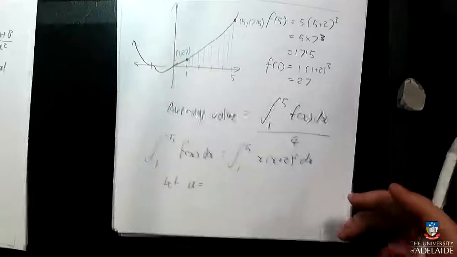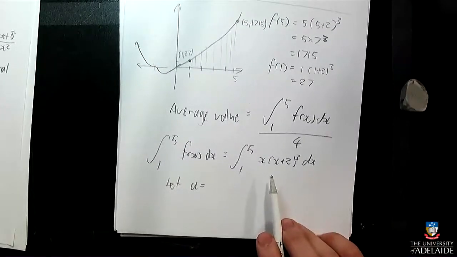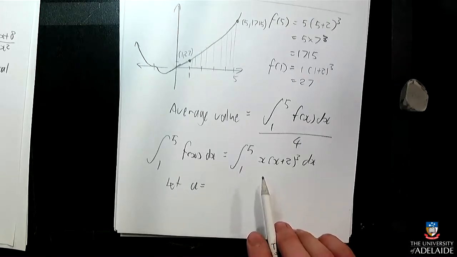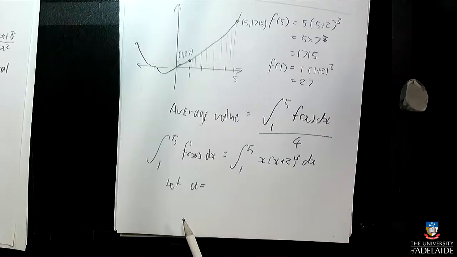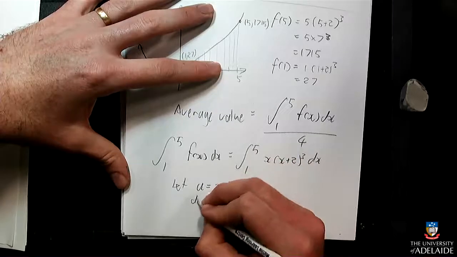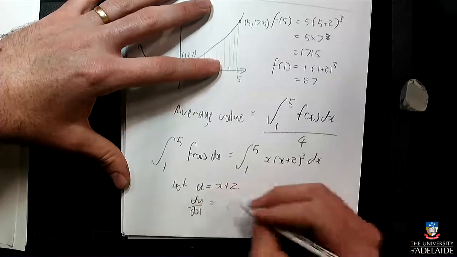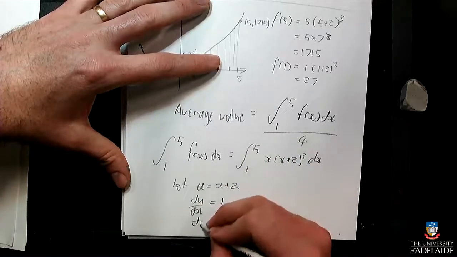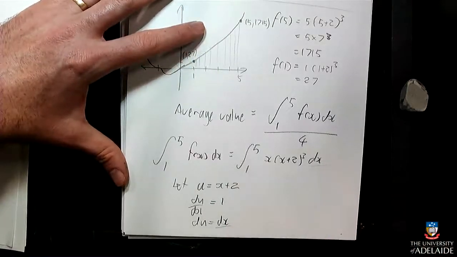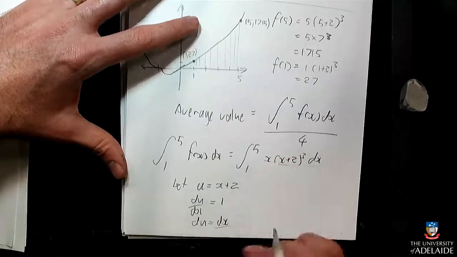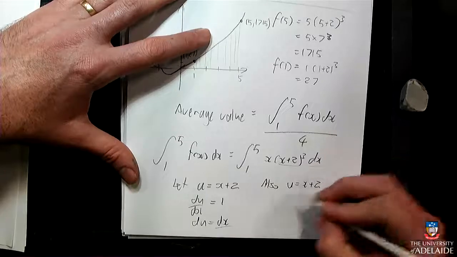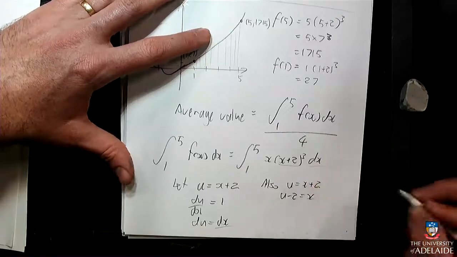I've got two choices. I could do integration by parts, or I could do a substitution. I'm going to show you the substitution, if that's all right. Let u be x plus 2, and then du on dx is 1, and so du is the same as dx. Okay, that's easy. I've dealt with the dx, and I've dealt with the x plus 2. I'm going to have to deal with this x. And also, u is x plus 2, and so u minus 2 is x.